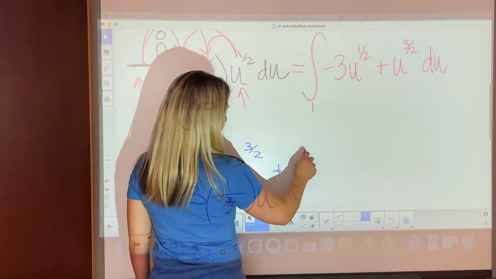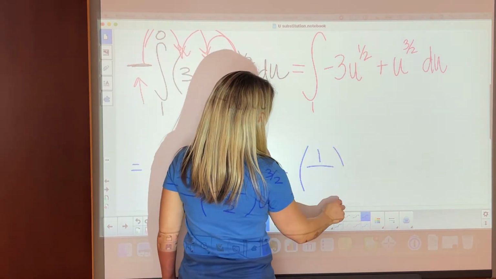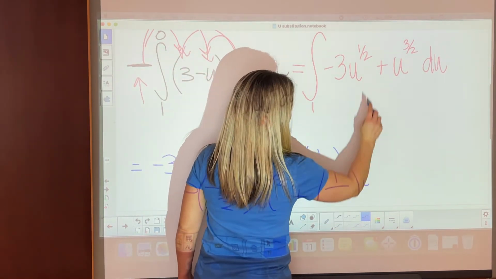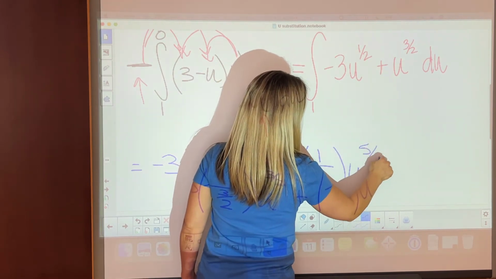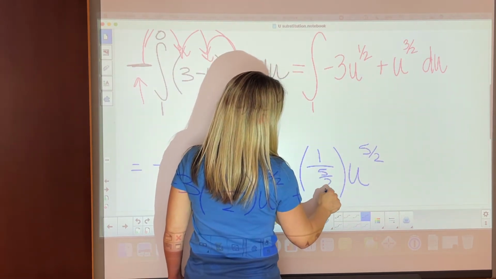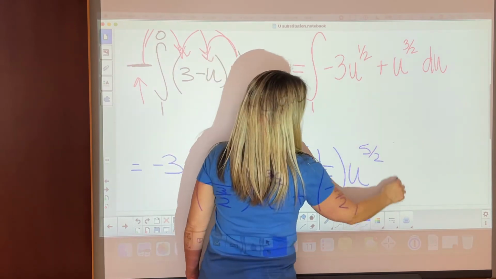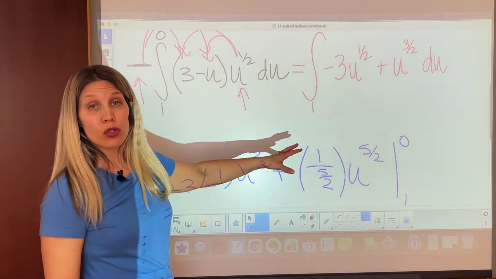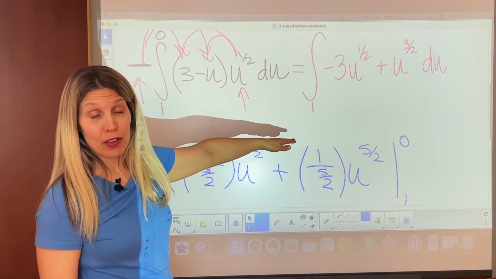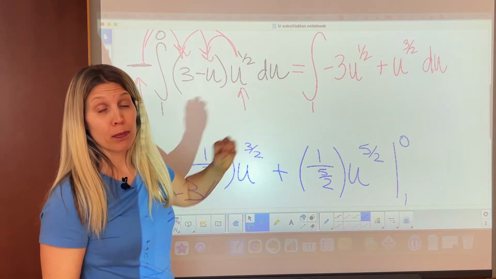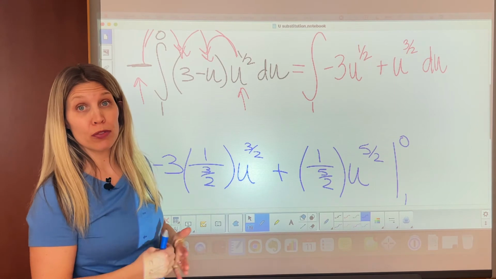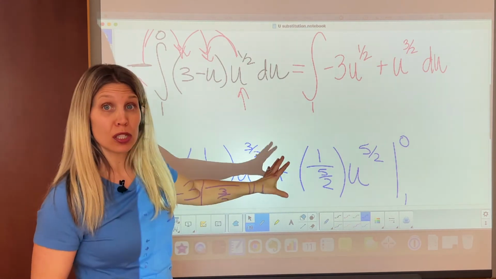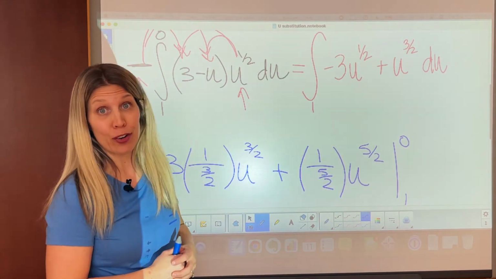Plus, now when we integrate, we're going to have 1 over our new exponent here. So for u, I'm going to add 1 to 3/2. It makes 5/2. So 1 over 5/2 here. And then we're evaluating from 1 to 0. Now again, usually the number on the top of the evaluation is the bigger number. But remember, when we had to rewrite in terms of u, sometimes that changes. So just make sure that you have it written down correctly.